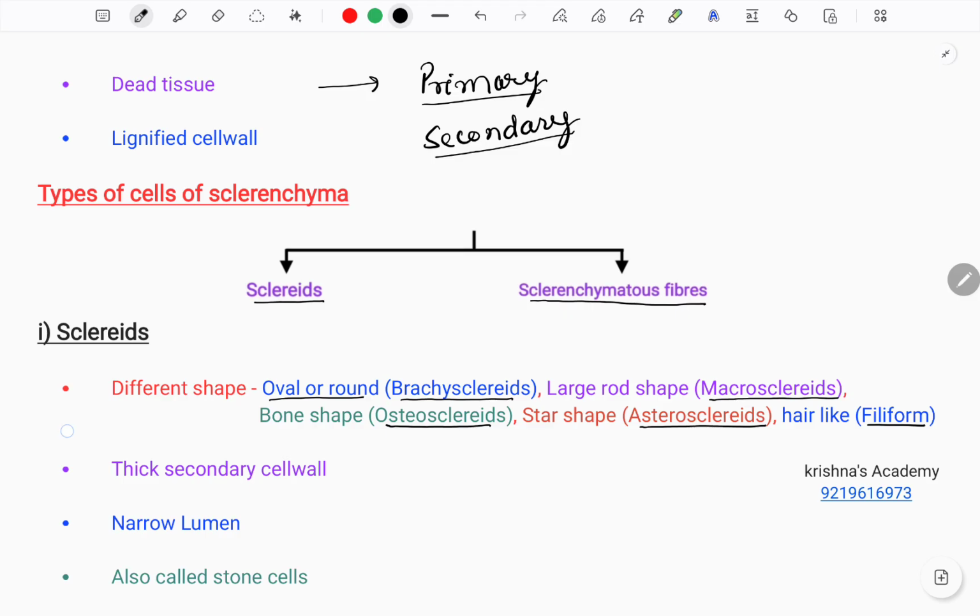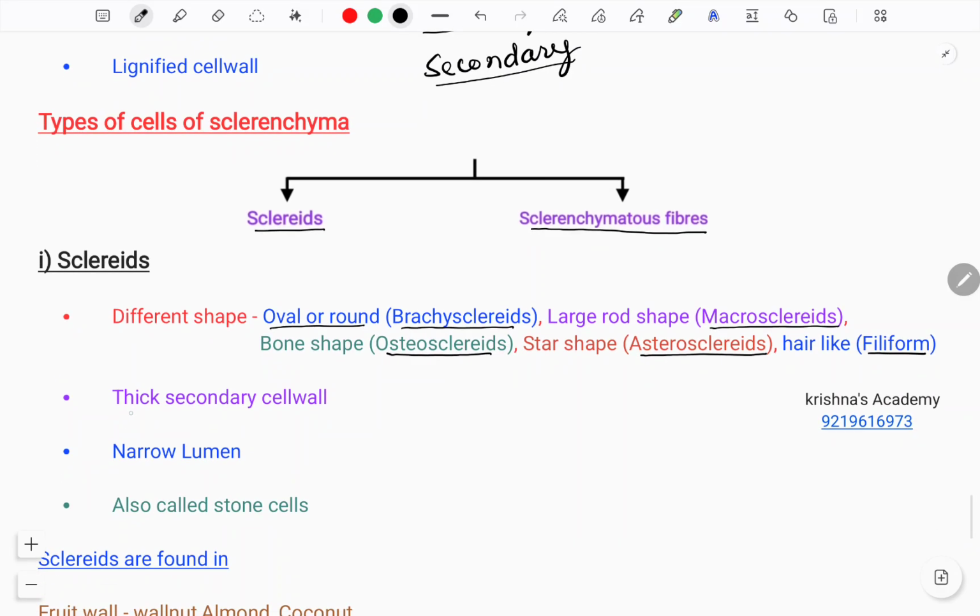Next one, thick secondary cell wall. The secondary cell wall has the deposition of lignin. A highly lignified wall is present, and the lumen is very narrow as compared to the sclerenchymatous fibers. So they have a narrow lumen, and are also called stone cells, especially the brachysclereid, which is oval in shape, or round, spherical in shape. These are named brachysclerites.